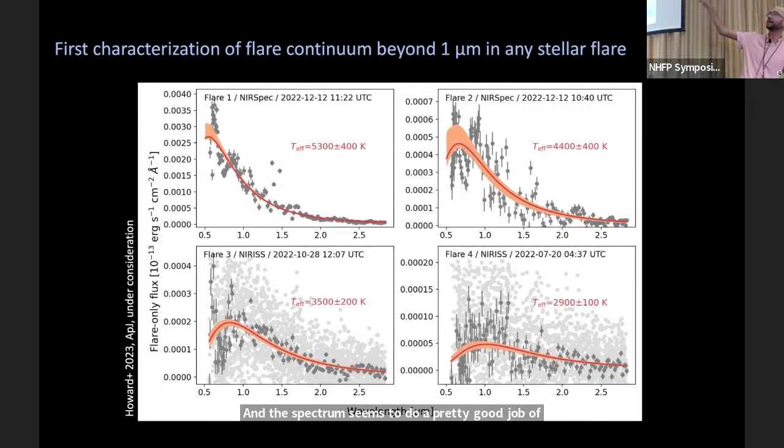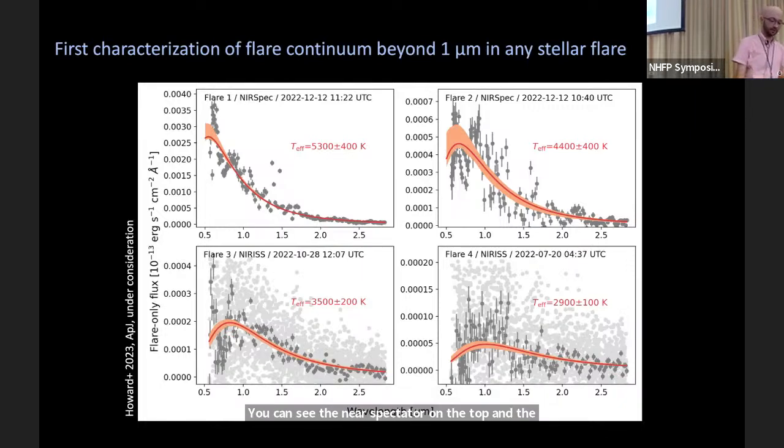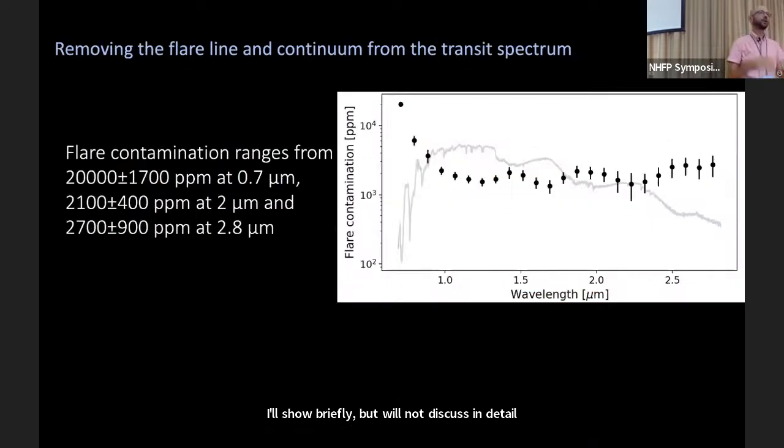You can see the NIRSpec data on the top and the NIRISS data on the bottom. And in addition to the continuum, we also detected a number of lines, which I'll show briefly, but will not discuss in detail, except to say that these are the first detections of these lines in a stellar flare. So we now have line emission and continuum emission, so we can characterize flare contamination. We see at the blue end, we have about 20,000 parts per million contamination, and at the red end, around 2,000 to 3,000 parts per million.